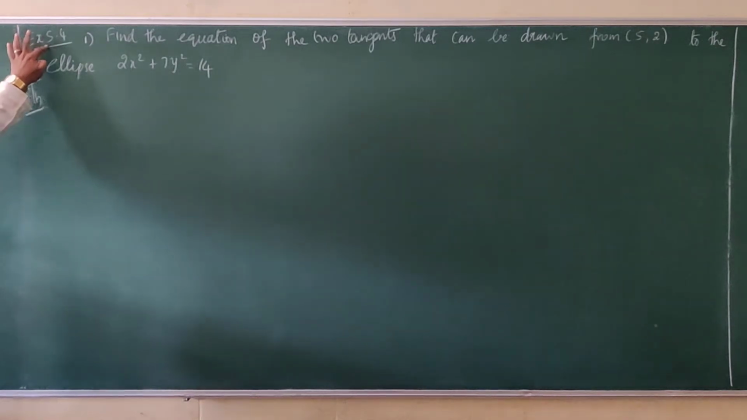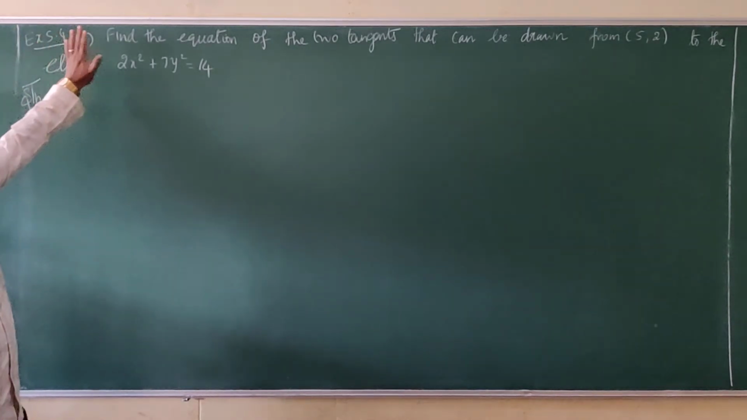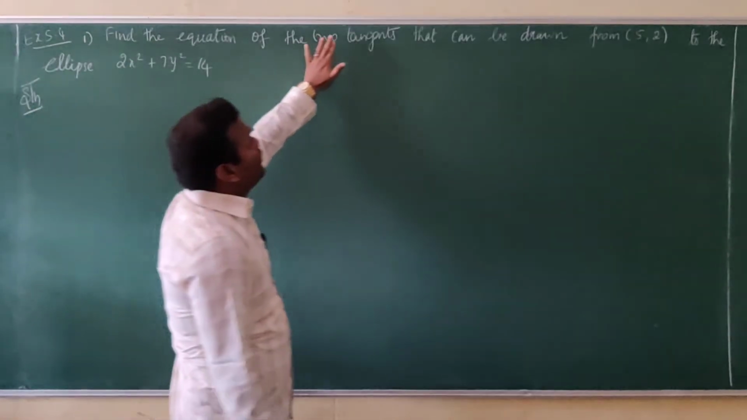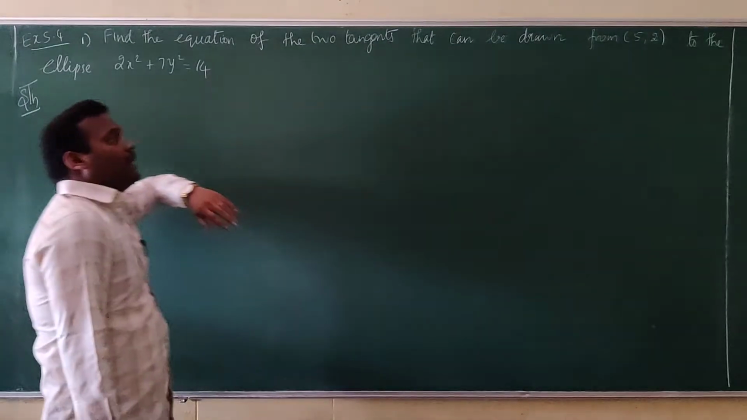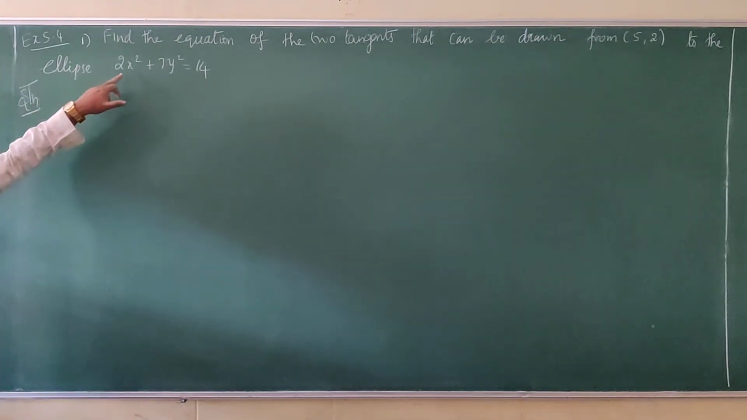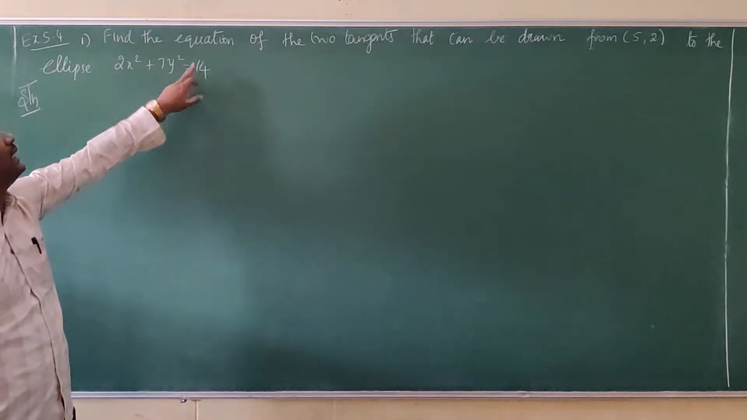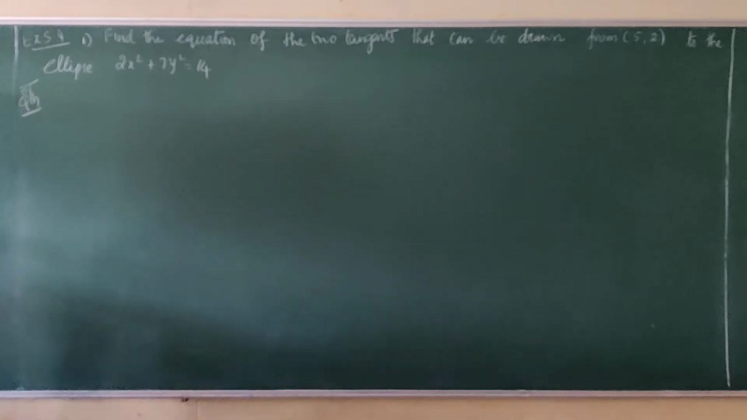So exercise 5.4, first sum. Find the equation of the two tangents that can be drawn from (5, 2) to the ellipse 2x² + 7y² = 14. Okay, so there are two tangents to the ellipse. We have to find the equation of those two tangents. So how to find? We are going to write the procedure now.